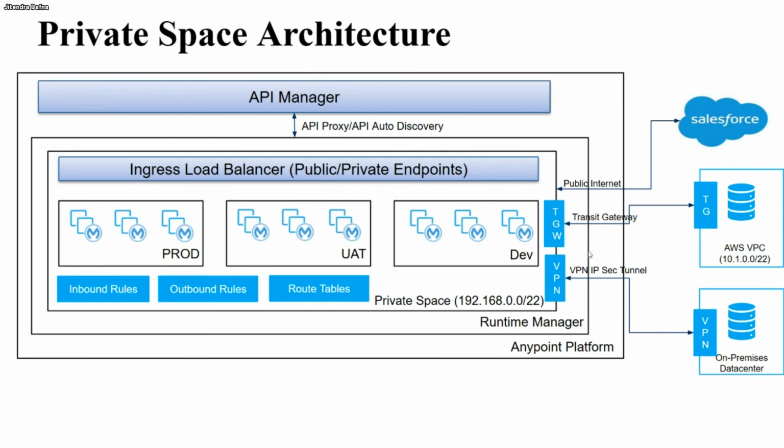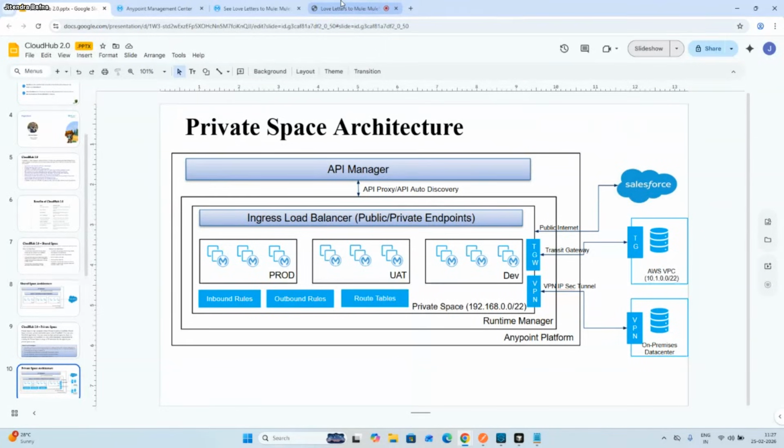Then I also have a requirement where I have to connect through a VPN, because I have a database behind my firewall, in the corporate data center, and it is private. I cannot access it over the internet. So there is only one option: we can go with IPsec VPN tunneling, right? We have the option to create a virtual private network between the private space and the corporate data center where your database resides. Okay, any questions?